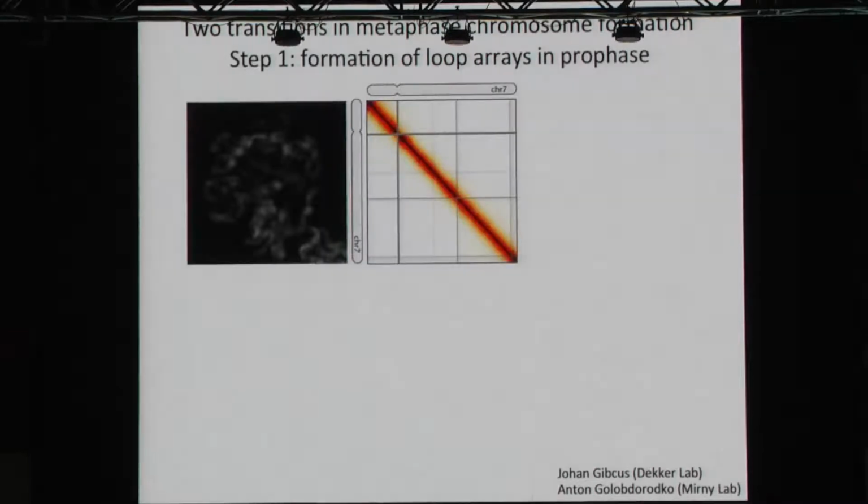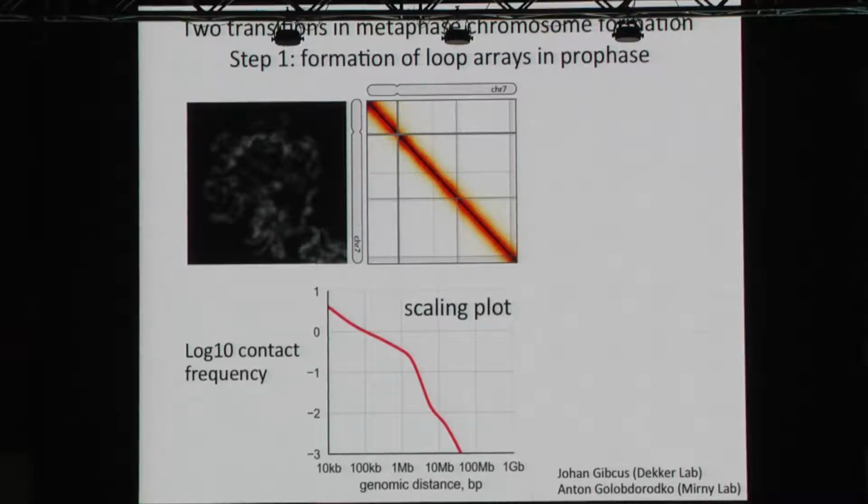It turns out that there are 2 transitions in metaphase chromosome formation. The first step is formation of loop arrays during prophase. And this looks like a very uninformative plot to you, I'm sure. And it was very uninformative to me at the beginning. What we're plotting on the y-axis is the frequency with which 2 sequences interact with one another, and what we're plotting on the x-axis is how far apart they are. And what you can see is that sequences close to one another interact more, and as they get a little bit further apart, they get a little bit less likely to interact, but then at some point they become much less likely to interact.